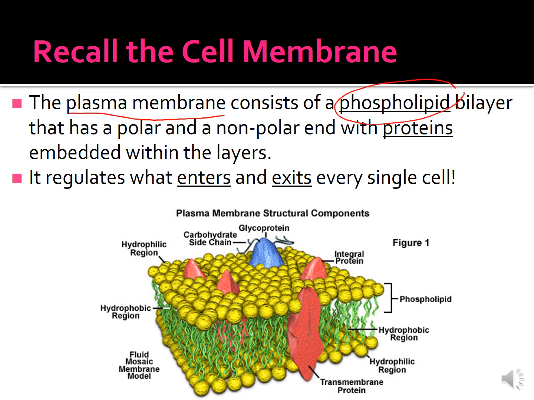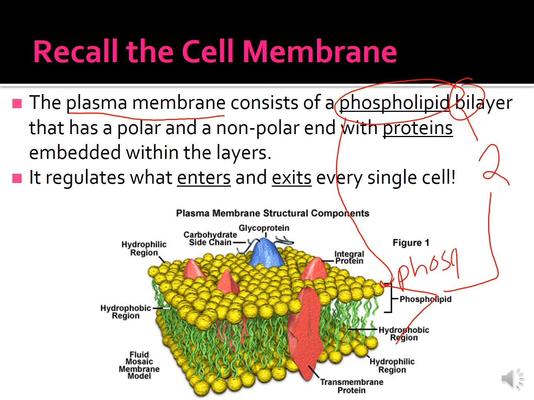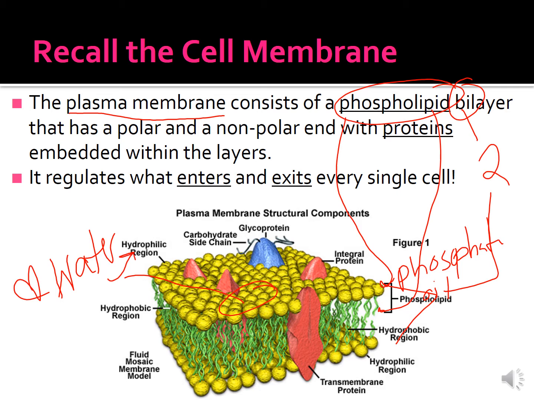Remember that it was made up of a phospholipid bilayer. Remember, bi means two. This is the two layers here. Phospho is the phosphate heads, and then the lipid pieces with the oils are here. Remember that the heads like water, so that's the hydrophilic. The tails, right here, do not like water, so that's the hydrophobic ends.